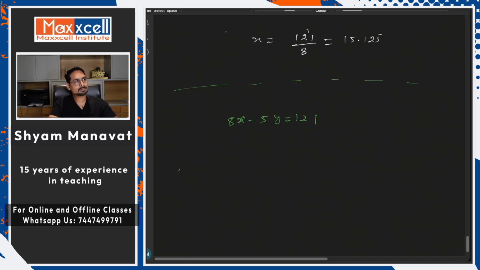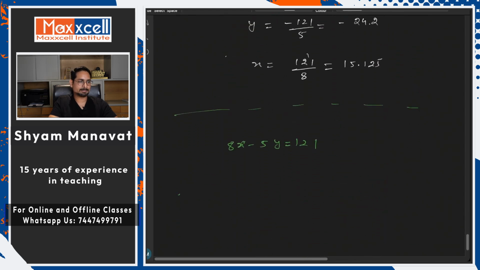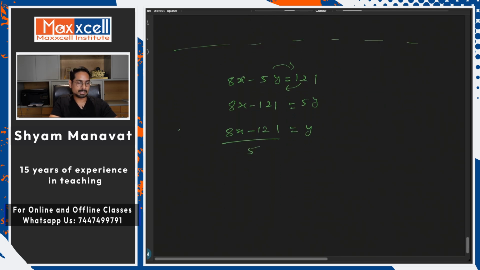I need positive values of x, right? So let me take it this side. So I have 5y positive and 121 here. So 8x minus 121, so y is equal to 8x minus 121 by 5. Now I need to find the smallest positive value of x which, when I substitute here, will get me an integer value of y, right? So let me start here.